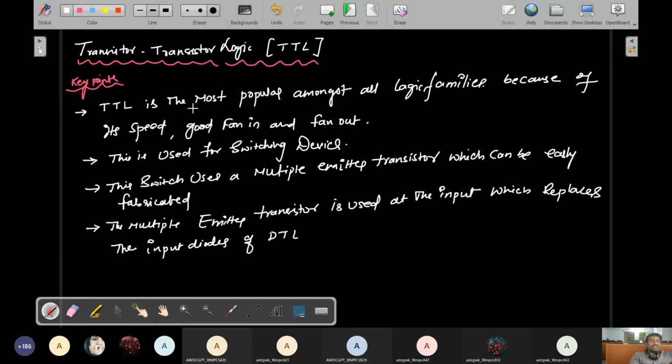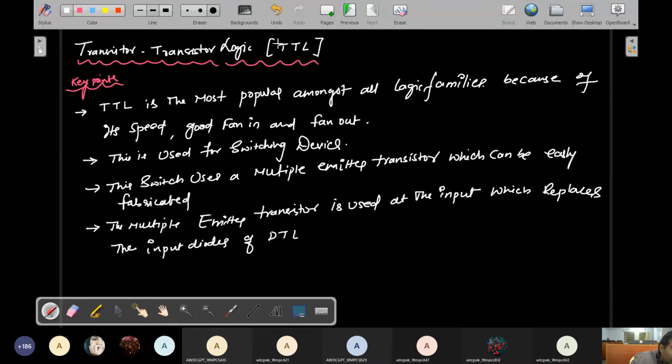Why is this called popular? This is the reason. Because here we are using transistors completely. I don't even use a single diode. I use only transistors. So that is the reason these transistors show more efficiency than diodes. Therefore I replaced all the diodes in the previous circuit. I simply introduce a transistor, and at the emitter terminal of one transistor I connected a number of inputs. So that is the reason.